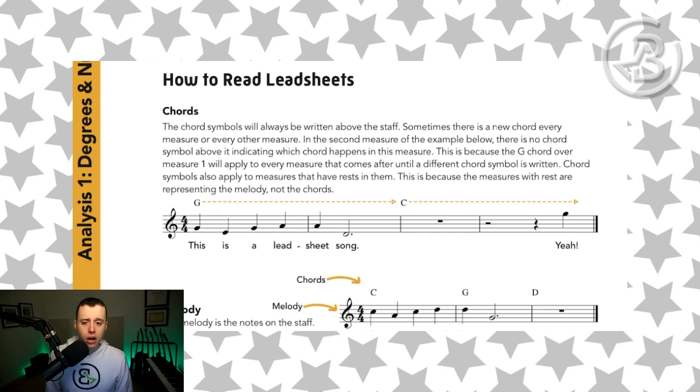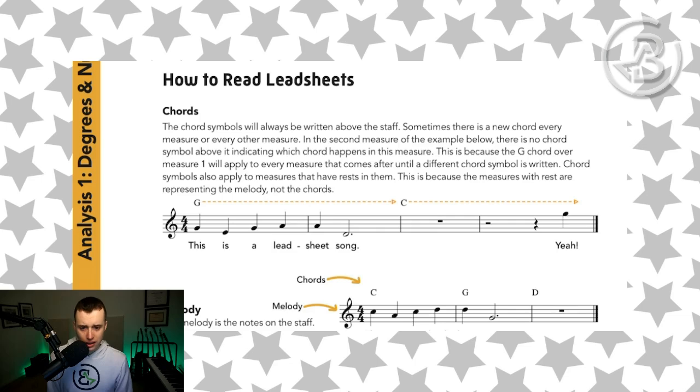So let's start by talking about the chord. The chord symbol is always going to be written above the staff. Sometimes there's a new chord every measure or every other measure, and sometimes there's only one chord for every line of music, and sometimes there's going to be one chord for an entire page of music.